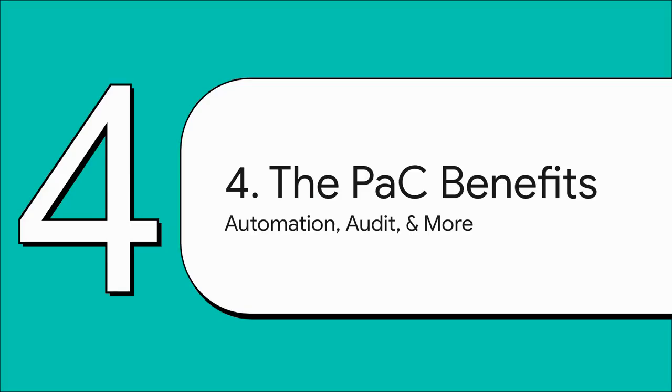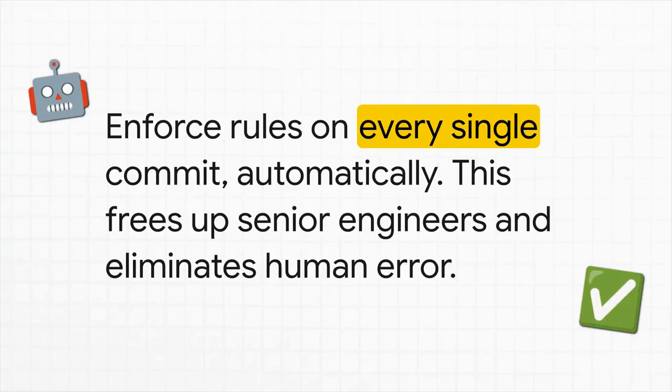So what do you get for setting all this up? What's the big payoff? Well, it really boils down to 3 huge wins: automation, auditability, and assurance. First up, automation. I mean, this is the big one. Your security rules, your compliance rules, they get checked on every single change without fail. This completely frees up your senior engineers from doing boring, repetitive code reviews and lets them focus on much bigger problems. And of course, it just gets rid of human error.